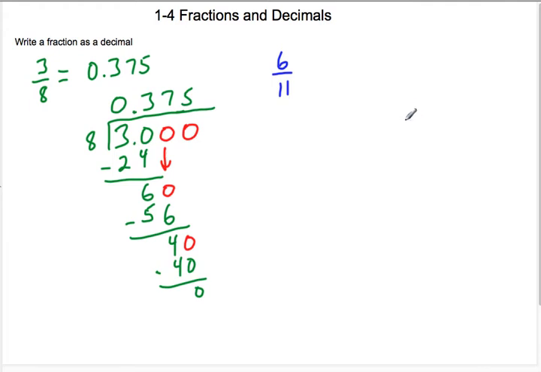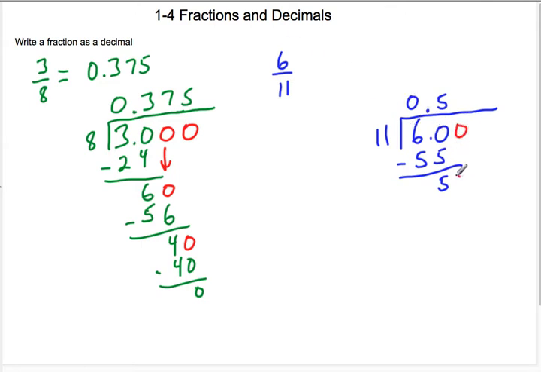Again, the top number is going to go in the house. We're going to divide by 11, so I already know that I need a 0.0 here. Put that point right into the answer. 11 does not go into 6, but it goes into 60 5 times, with the remainder of 5. Again, we're going to need to add some zeros here. We'll start with 1. 11 goes into 50 4 times. That's 44. Now we have a 6.